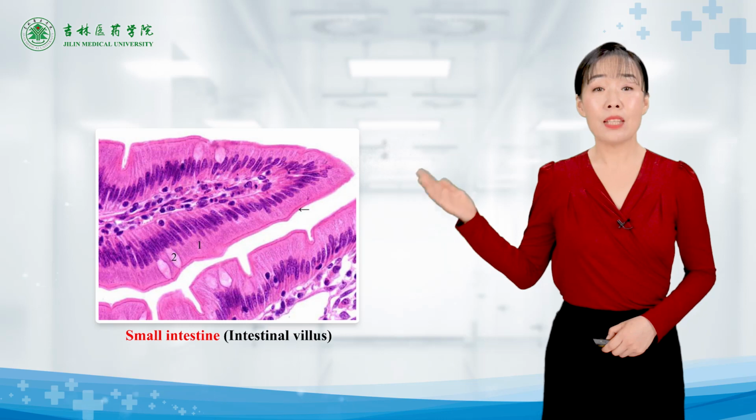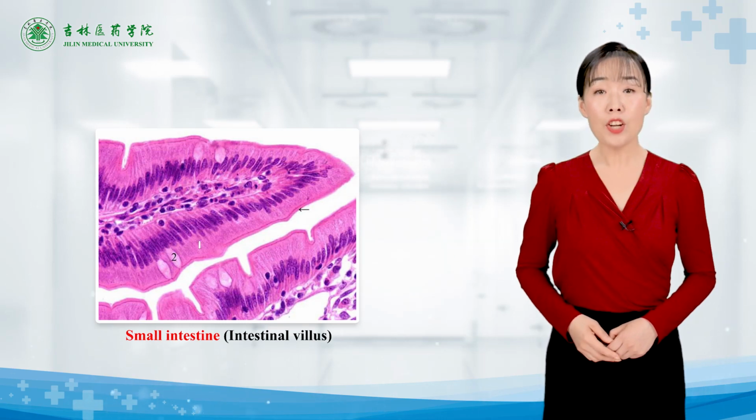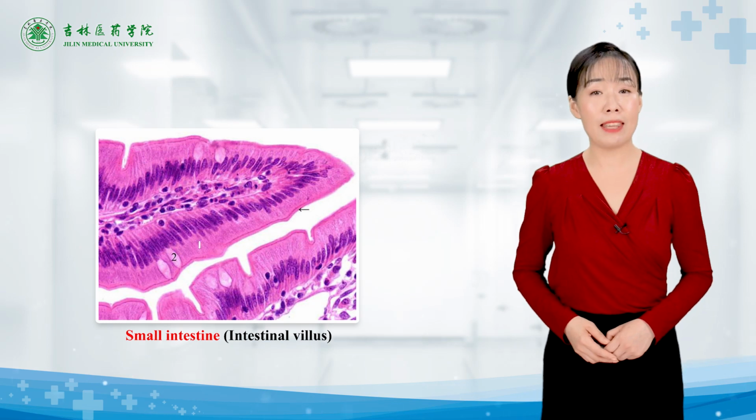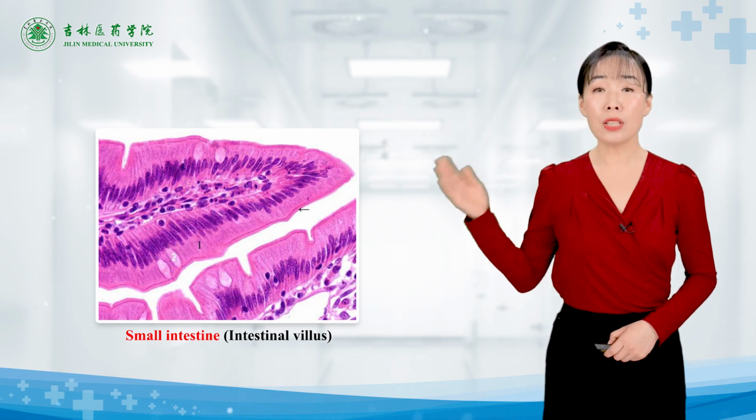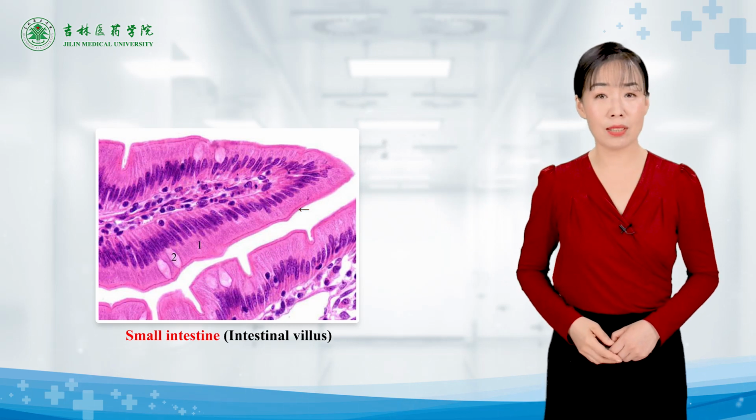This is the intestinal villus. One shows simple columnar epithelium. Two shows the goblet cell. The arrow shows the striated border.